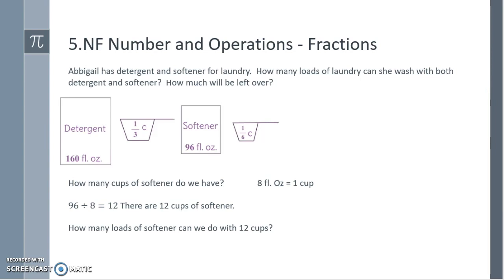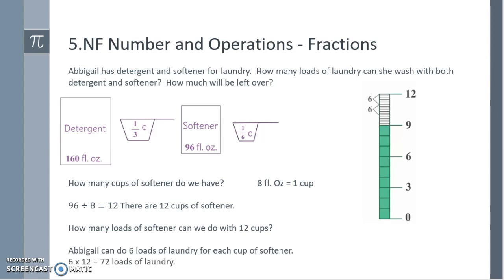So we need to know how many loads of softener we can do with 12 cups if each load takes 1/6 of a cup. So there are 6 1/6 cups in each full cup. So if we have 12 of them, we will be able to do 72 loads of laundry. So 6 cups times how many cups we have is 72.